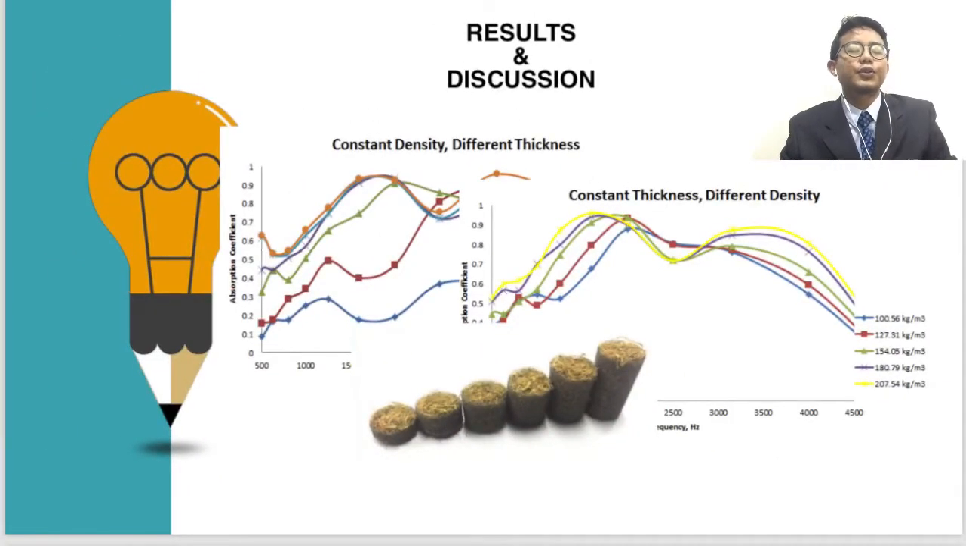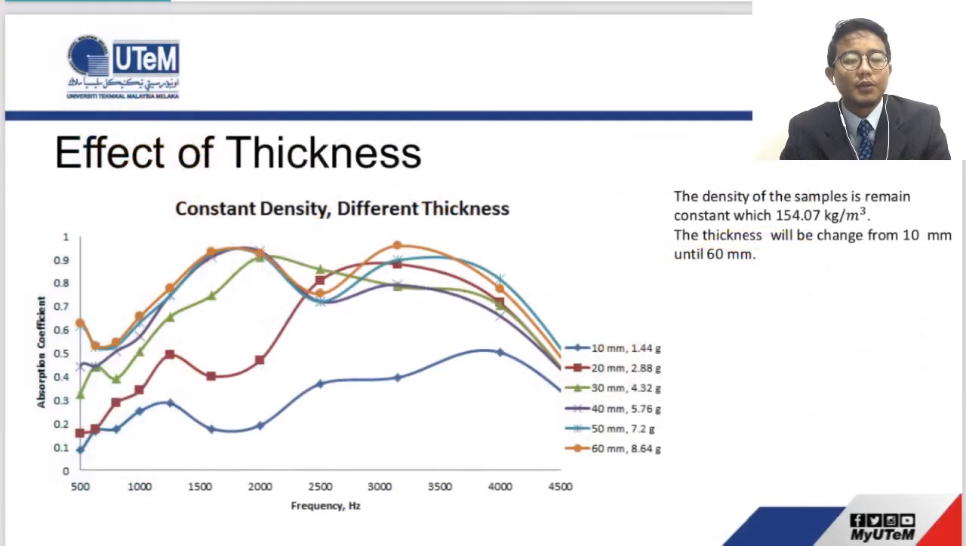Next, I'm going to talk about the results and discussion. First is the effect of thickness. In the effect of thickness, the density of the sample remains constant at 154.07 kg per meter cube, while the thickness of the sample changes from 10 mm until 60 mm.